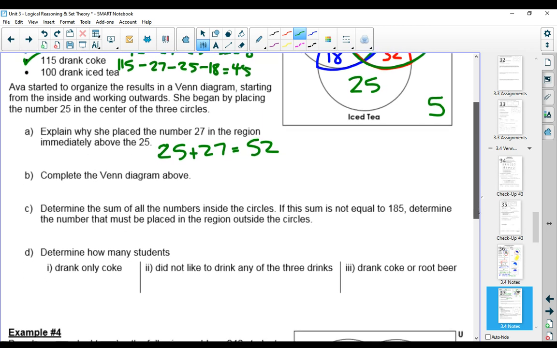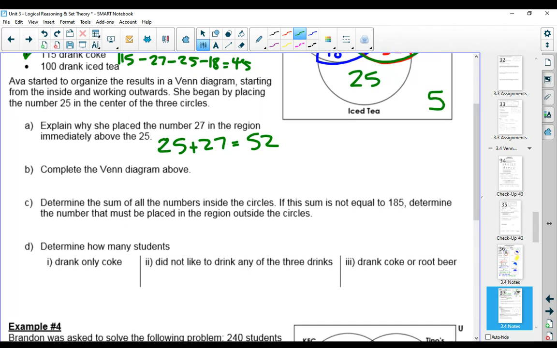Part B we've already done. Part C says determine the sum of all the numbers inside the circles. If this sum is not equal to 185, determine the number that must be placed outside the region. Well, 185 minus 180, that's how we get the 5.